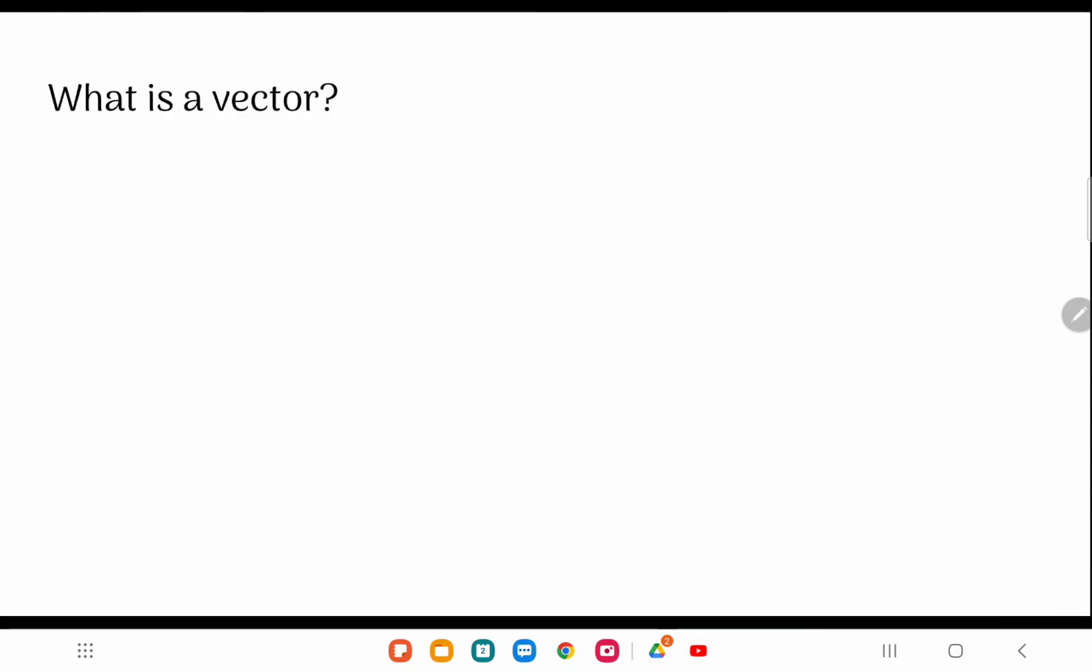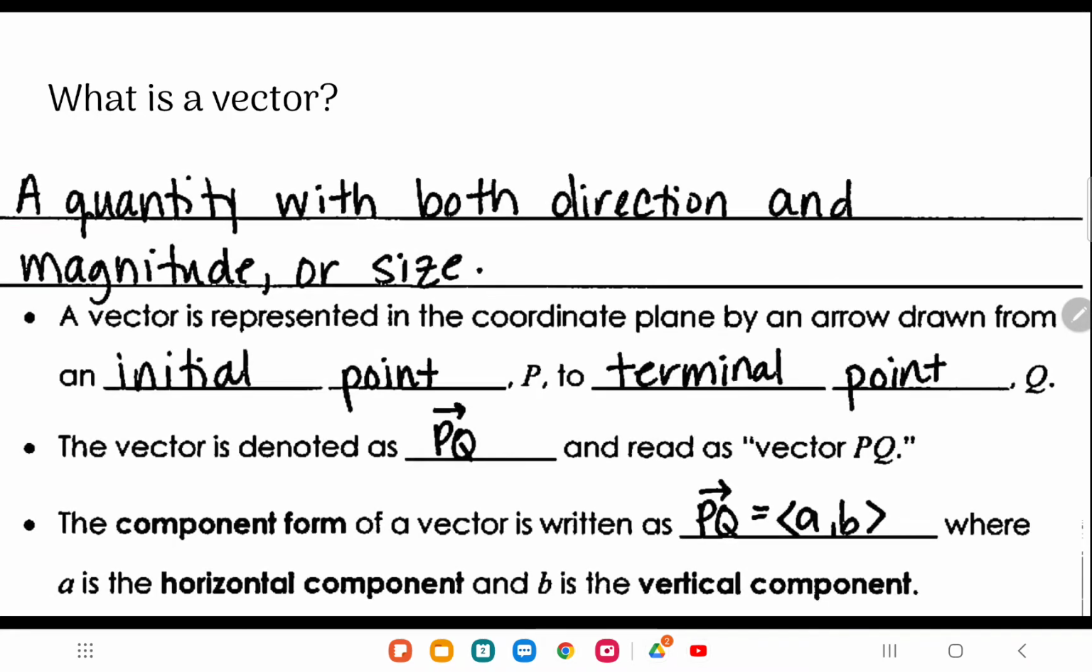Now, we can also work with vectors, and those will help us with translations. Vectors are quantities that have both magnitude and direction. So it has direction and magnitude or size. A vector is represented in the coordinate plane by an arrow drawn from an initial point P to a terminal point Q. And the vector is denoted as PQ, read as vector PQ, and has this little ray symbol on top. You do want to differentiate that from a ray, even though it will look like one. So vector PQ in the coordinate plane will look like this.